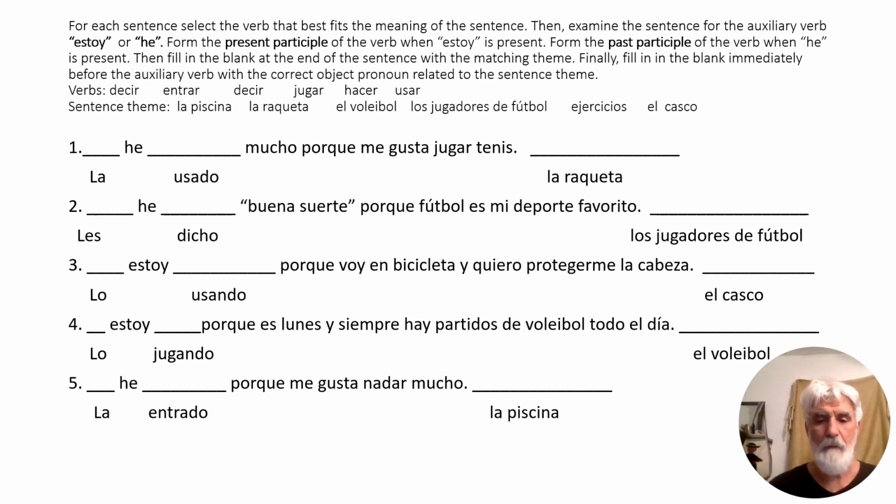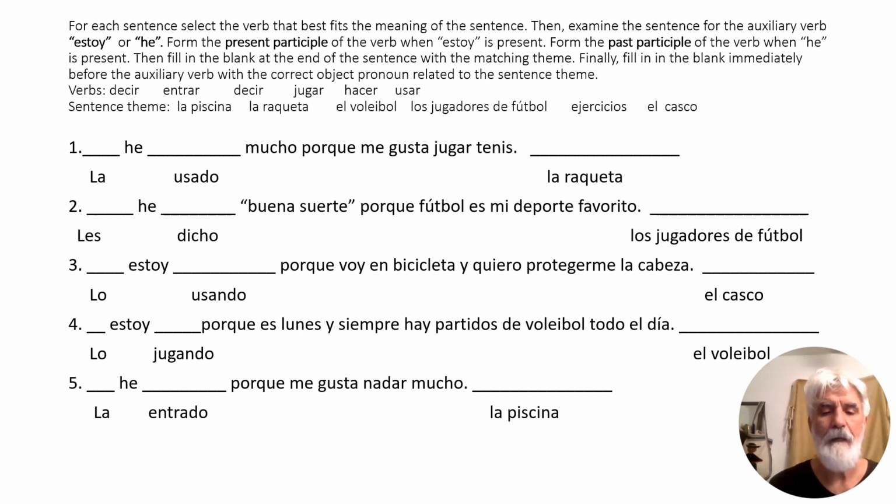The next one, number 3. I'm talking about what? El casco, and I'm riding the bike. We want to get rid of it and say it. So it's masculine and singular, so it becomes lo, and again, it's placed before the conjugated verb. So lo estoy usando, I'm using it. Number 4, I'm talking about volleyball. It's Monday, that's what we play that day. That's the theme of the sentence. It's also the object, the direct object here. So I want to get rid of it, the direct object volleyball, and make it. It's masculine and singular, so it becomes lo. Lo estoy jugando. I'm playing it.